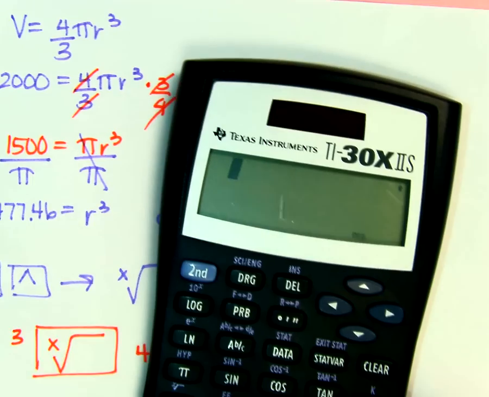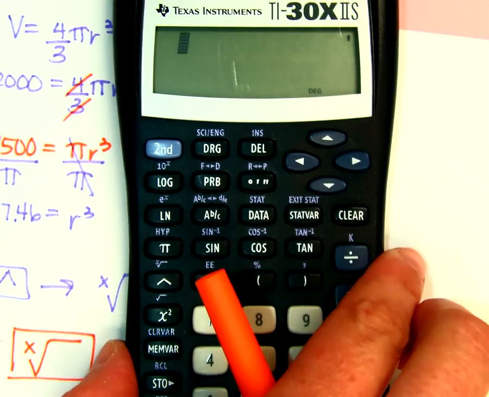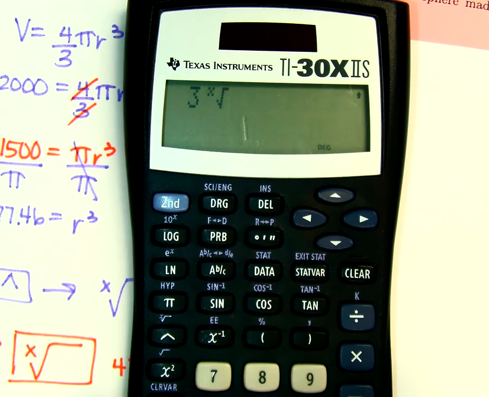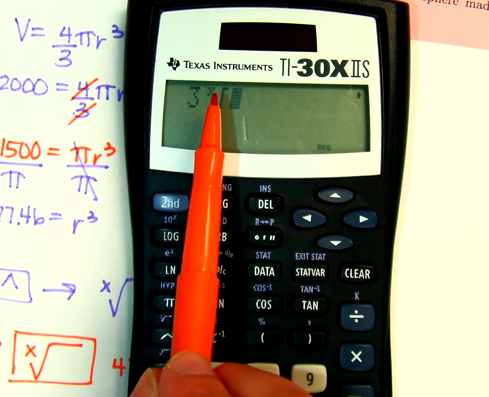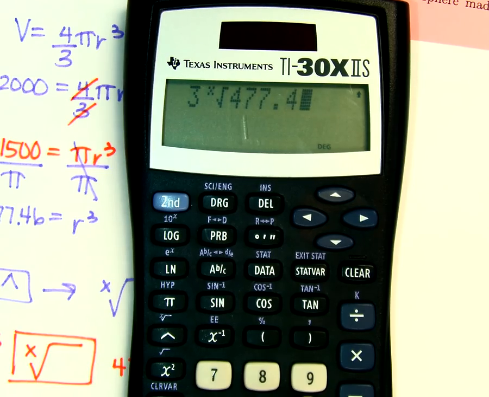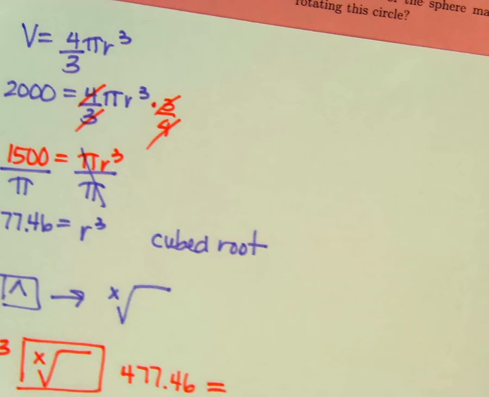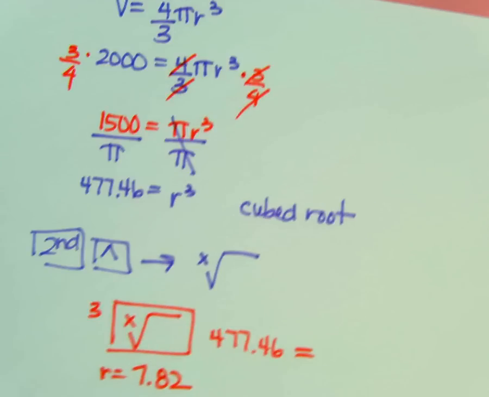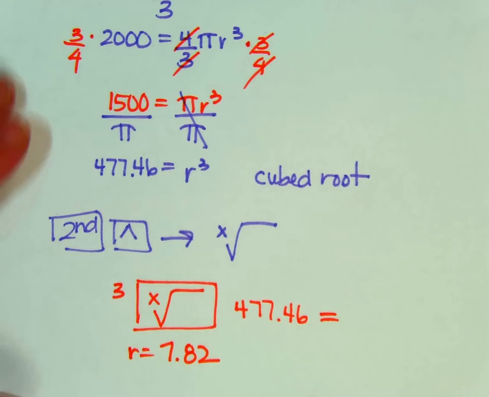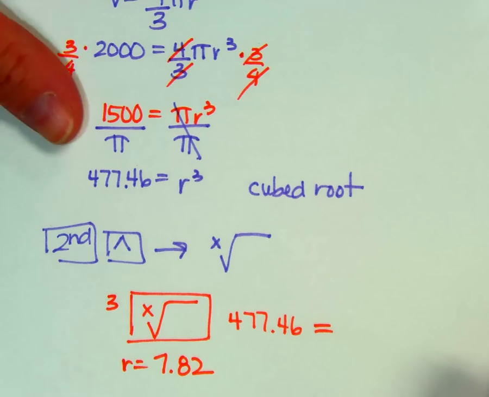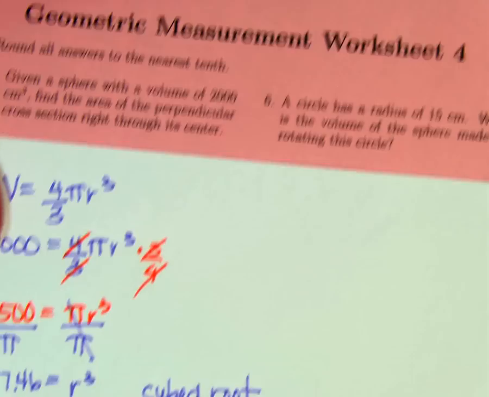So in my calculator, I am going to hit the 3, get to my cubed root. Notice I have a little x there, and then my root sign of 477.46, and I get 7.82. So my radius is 7.82. Now, we have not answered the question yet. So let's go back up to the beginning now that I have a radius of 7.82.